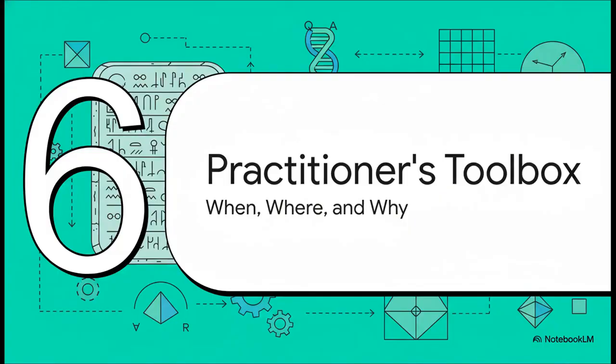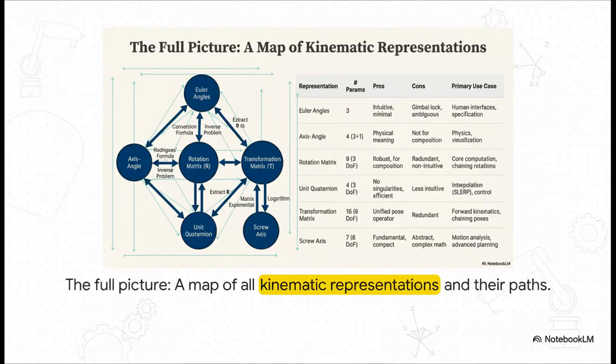Okay, so now that our Rosetta Stone is pretty much complete, we understand all these different languages of pose and, crucially, how to translate between them. Now we can get to the really practical part. We can build the ultimate guide for any robotics practitioner and finally answer that question, which one of these should I actually use? And here it is, the whole shebang. This is our complete map of kinematic representations.